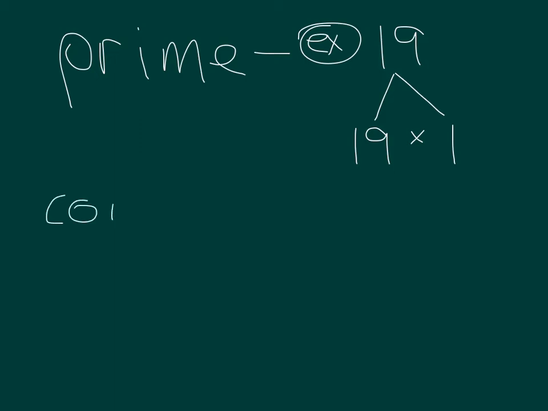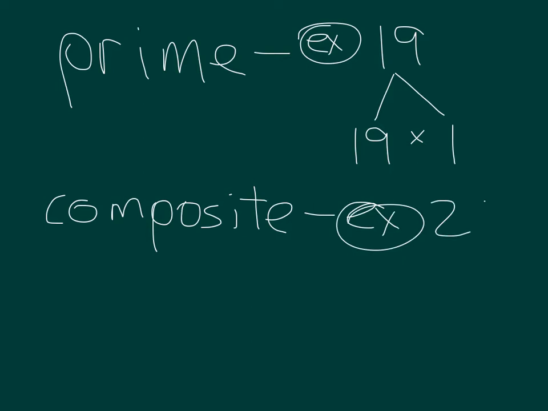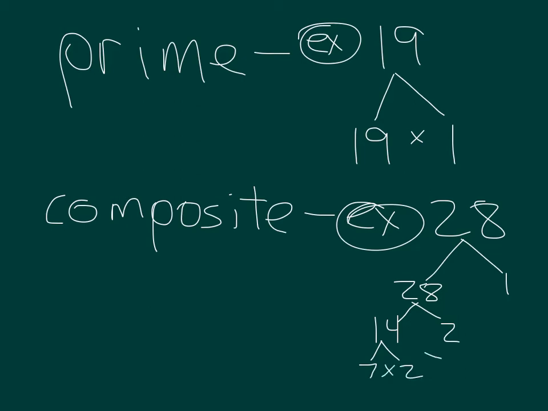And then composite numbers are numbers that have multiple factors, more than 1. So they have itself, they have 1, and they have at least one more number. An example of that would be like the number 28. Well, you know 28 and 1 are both factors, but you also know there are other numbers that go into it. So, for instance, that would be 7 times 2 times 2 times 1. So you have more than just 28 and 1. You have 7, 2, and 2, and 4, and 14, for a few examples.